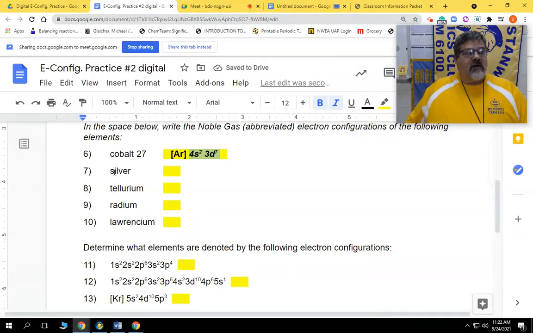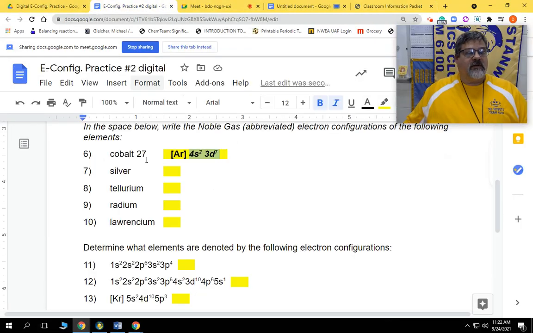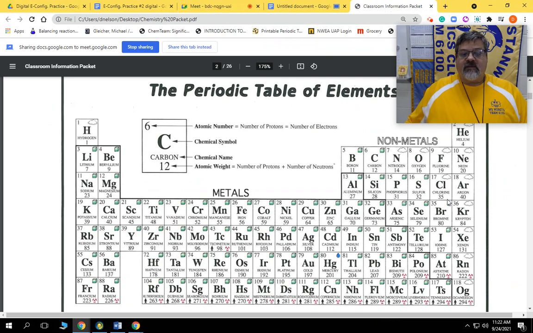Let's go on to silver. Again, I like using the periodic table because I think it's easier. Silver's right here, it's 47. We're going to the previous noble gas. We start off with krypton, and krypton's 36. So this is going to be 47, and we start off with krypton, Kr. Let's go back and look at it. We know it's 36, but after krypton, we have this one right here: 1, 2, 3, 4, 5s.